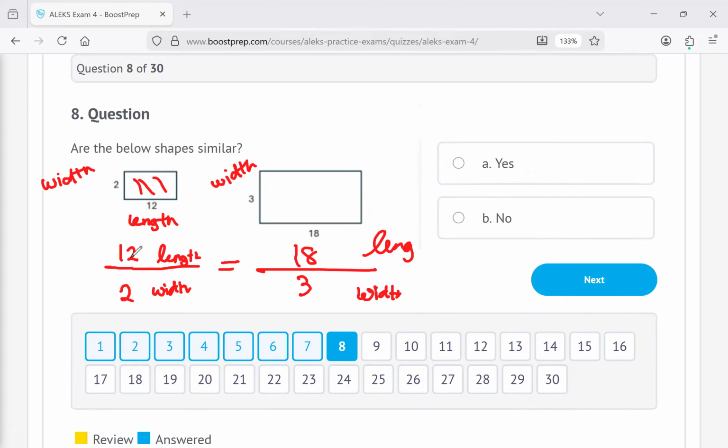So simplify, 12 divided by 2 is 6. 18 divided by 3 is 6. This is true, right? They have the same ratio, so they are similar.